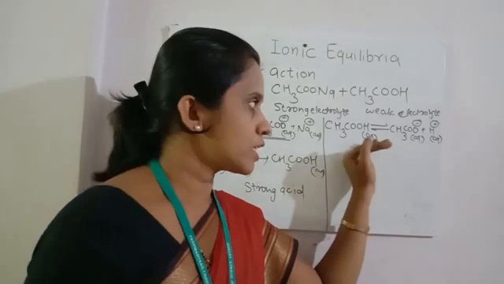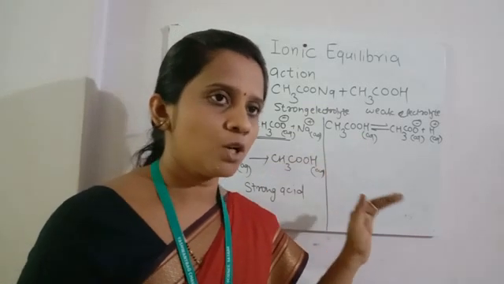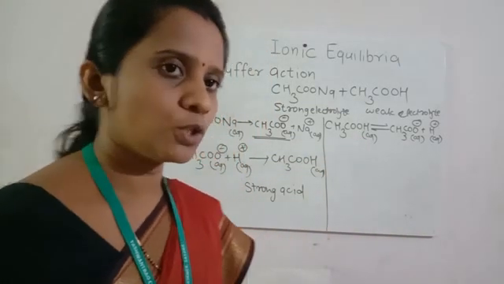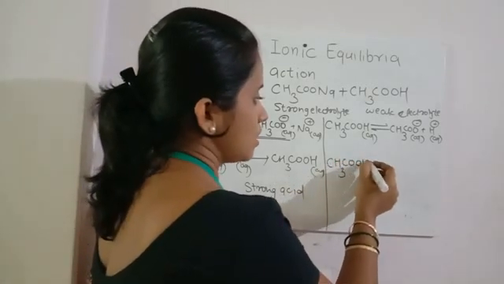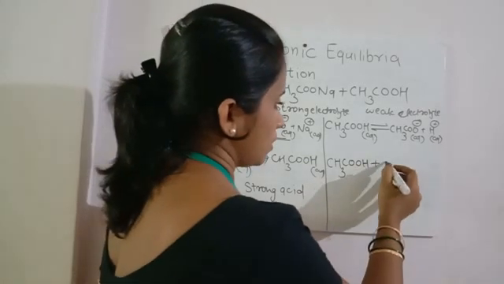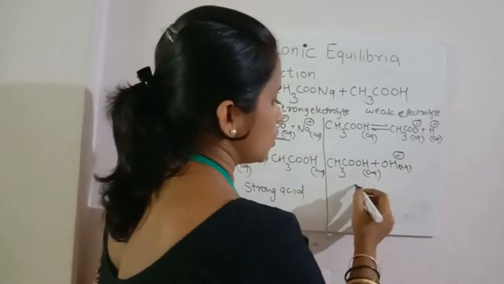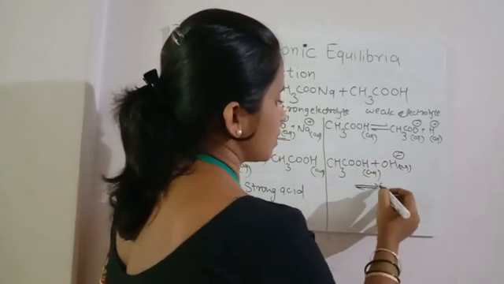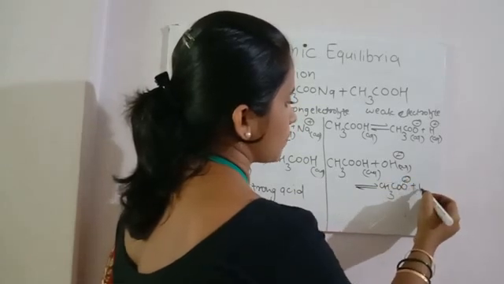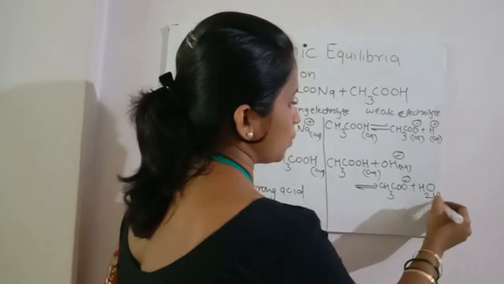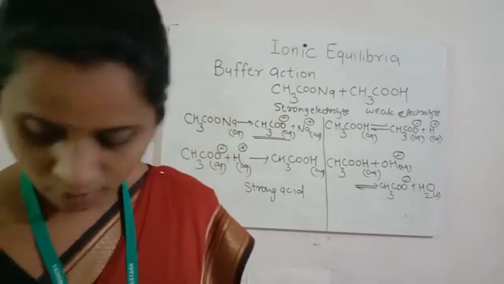What I said, OH minus ions from strong base will react with what? Undissociated molecules, because it is a weak electrolyte. So undissociated molecules will react with OH minus ions and get neutralized. So in this case, CH3COOH reacts with OH minus ions to give CH3COO minus plus H2O. Okay. So there is a neutralization reaction.